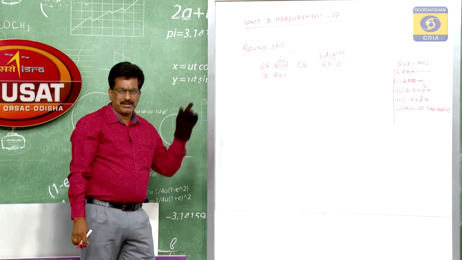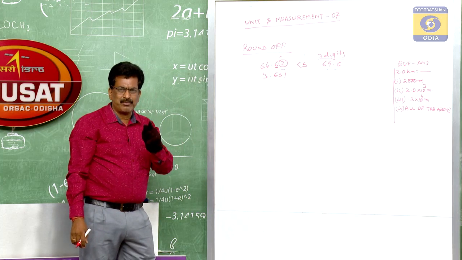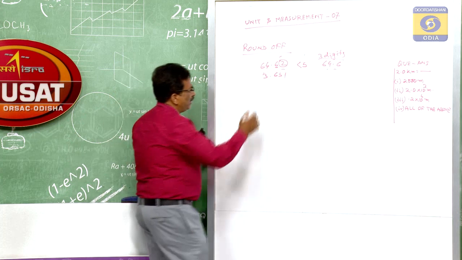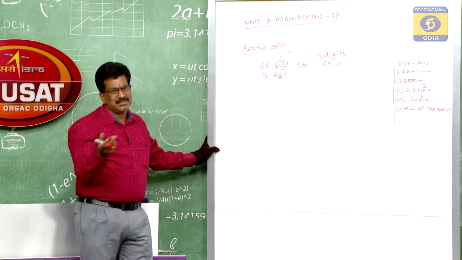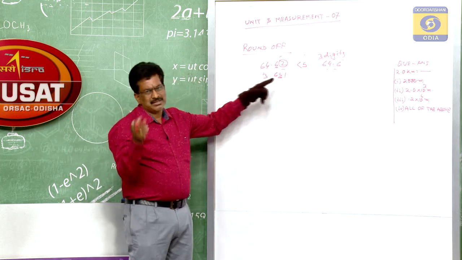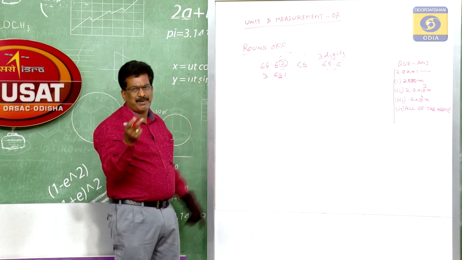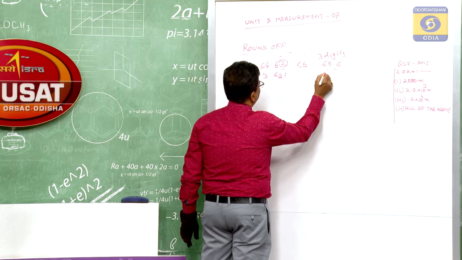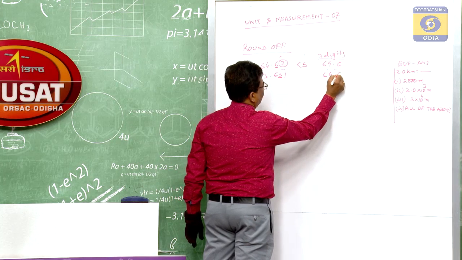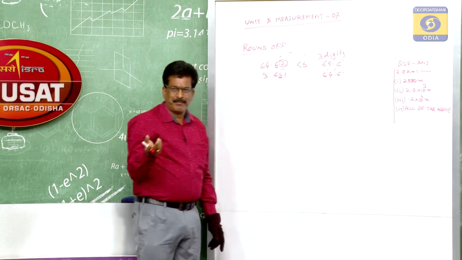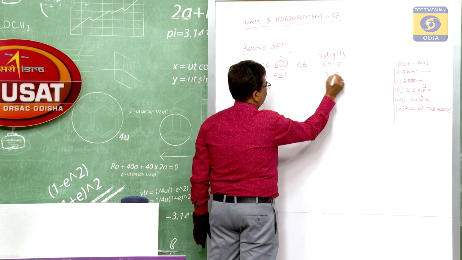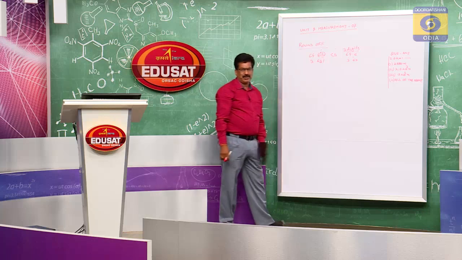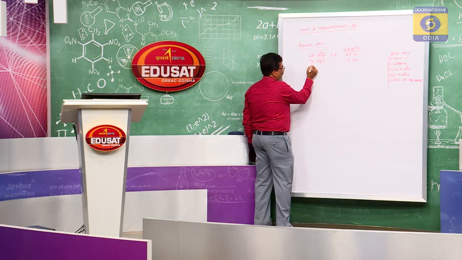Suppose for the less than case, it is 3.651. For 3.651 rounded up to 3 digits, 5 will be the last one. So what is left? That is 1. 1 is less than 5. Less than 5 means it will remain as such, that is 3.65. Are you clear, my students?